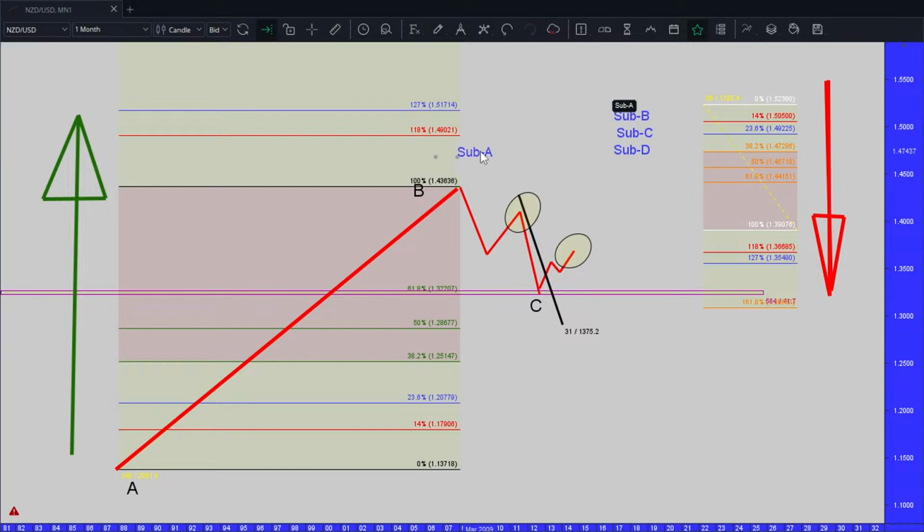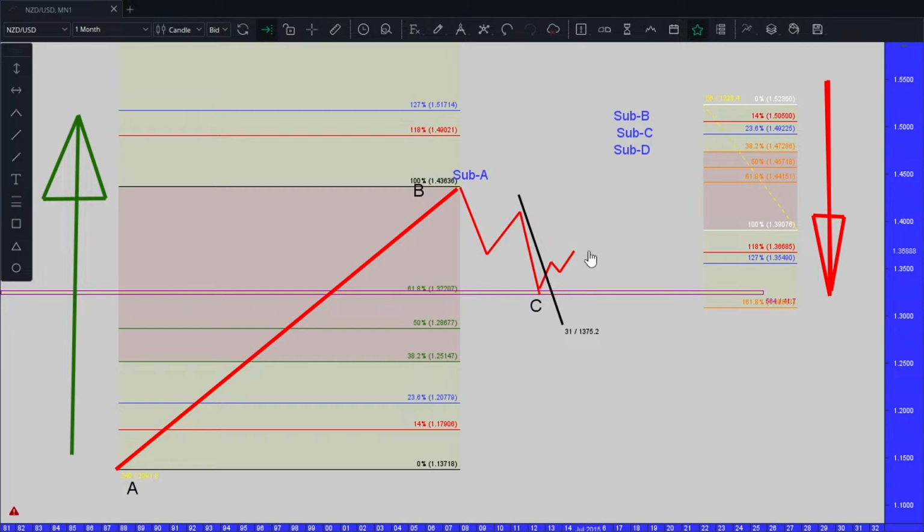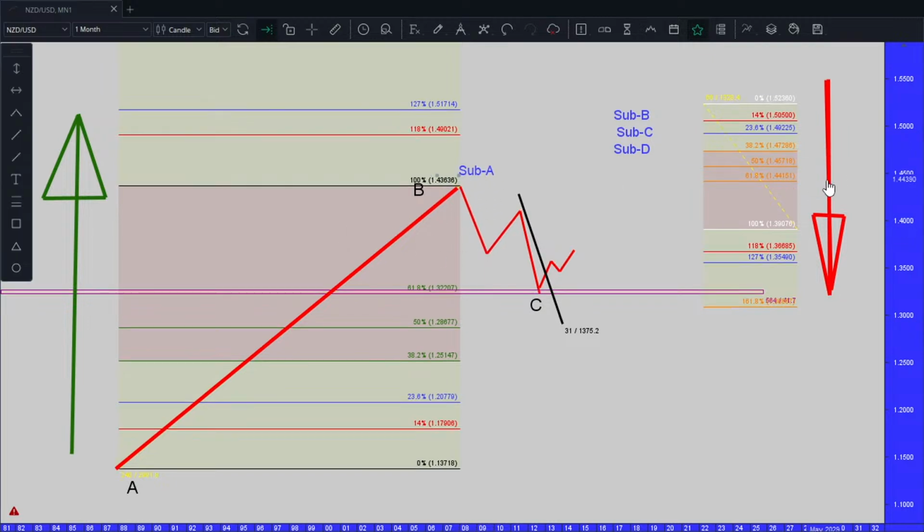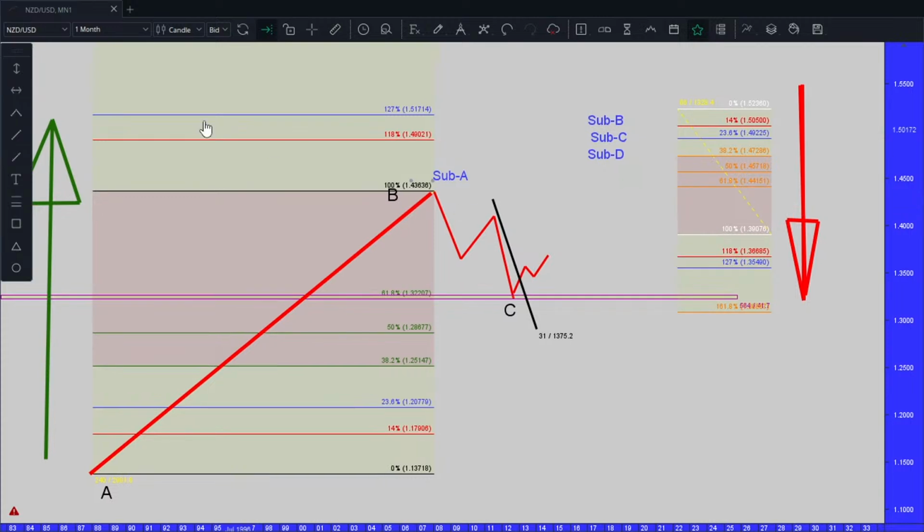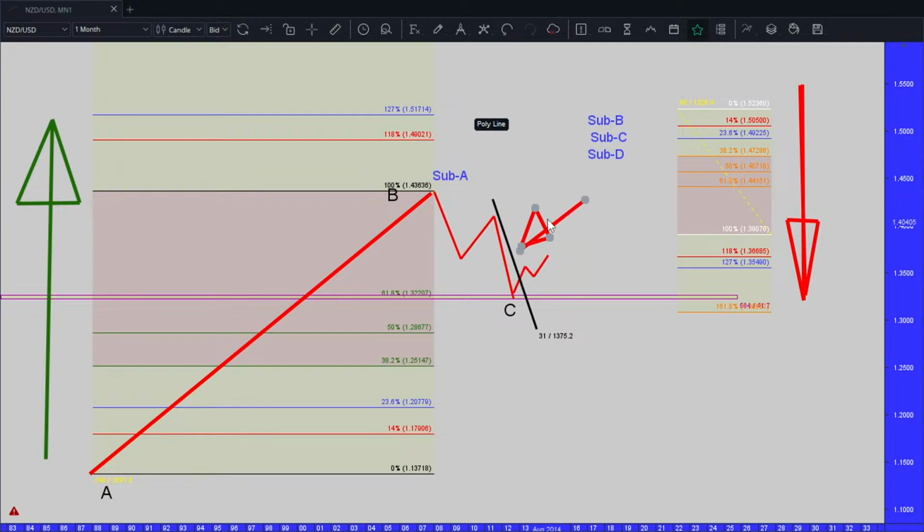Everybody, our sub A starts from the first circle. Why? Because the same rules apply, right? Talking about the down Fibonacci sequence, this is the first high, this is the highest high, this is the absolute high, this is the starting point of a down Fibonacci. Agreed?